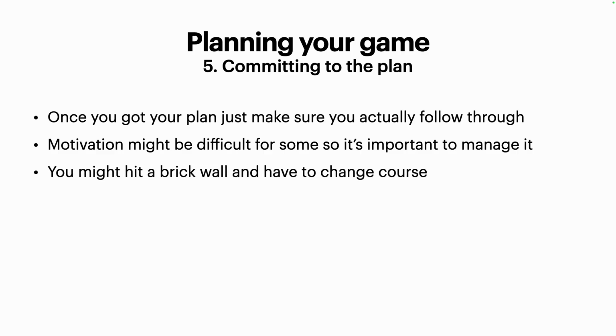You might hit a brick wall and have to change course. This happened to me a few times. I'm making a game and I realize I can't do this one thing at all. Like, I have him jump and he just keeps going up into the sky. How do I get him back down? I don't know.